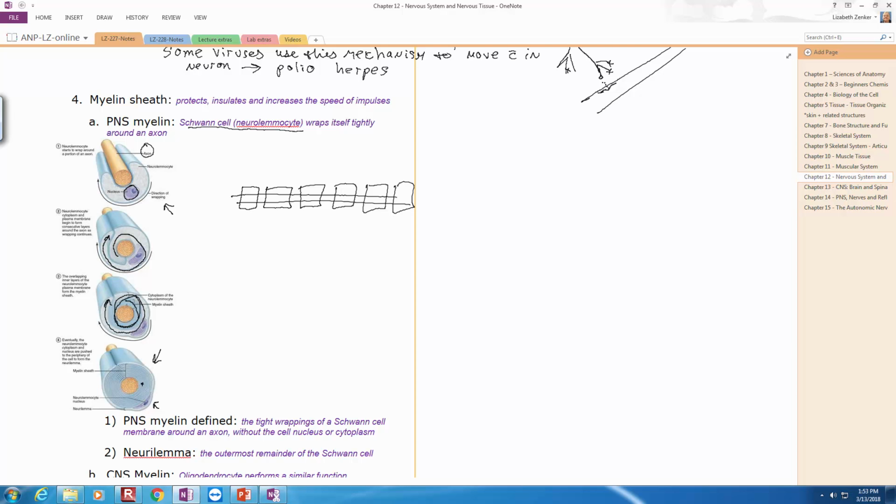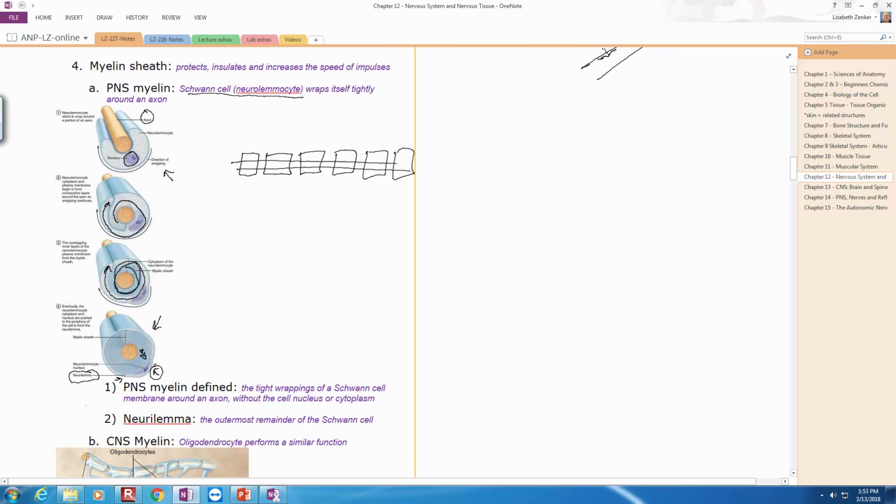So the bulge, again, is just the cytoplasm that contains the nucleus, called the neurolemma. So PNS myelin defined: it's the tight wrappings of a Schwann cell membrane around an axon without the cell nucleus or cytoplasm. Remember, this is one cell, so it only has one little spot that contains that cytoplasm that got mushed into one little spot with the nucleus. Everything else has been squished out to the side because this is just one cell that wrapped and wrapped and wrapped. The neurolemma is the outermost remainder of the Schwann cell. That's why they're saying that one little area with the nucleus is the neurolemma. Okay, and so that was for the PNS.